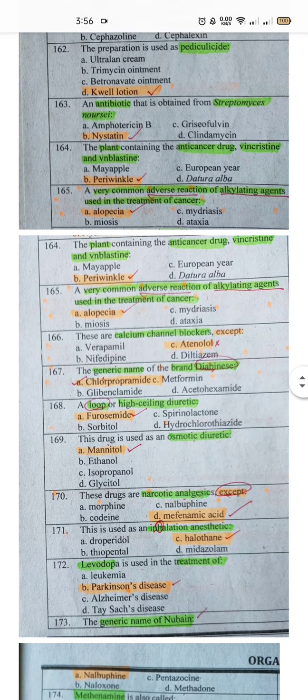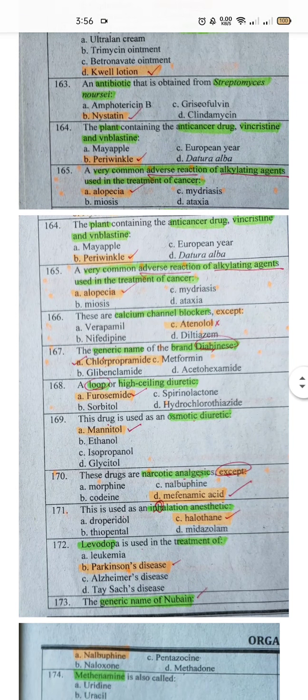166. These are calcium channel blockers except atenolol. So, your atenolol is a beta blocker. Your verapamil, nifedipine, and diltiazem are calcium channel blockers. Your atenolol is a beta blocker.